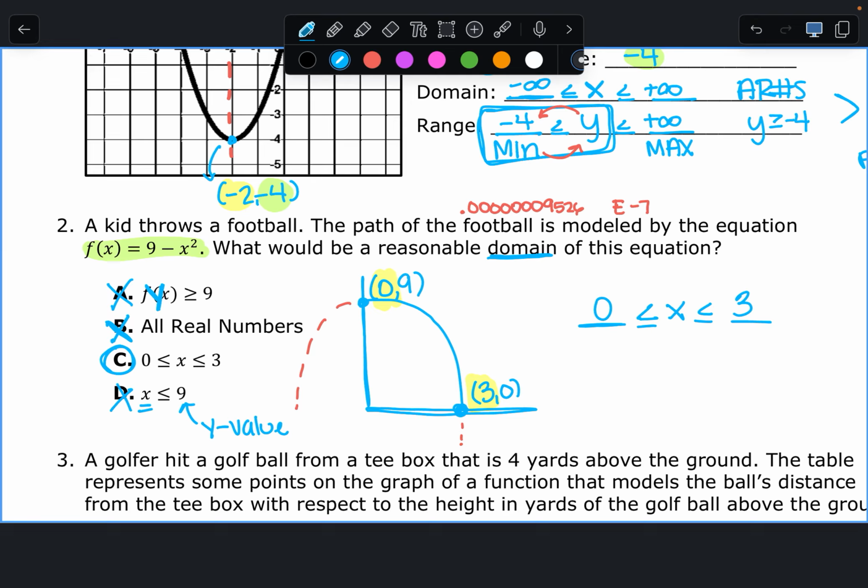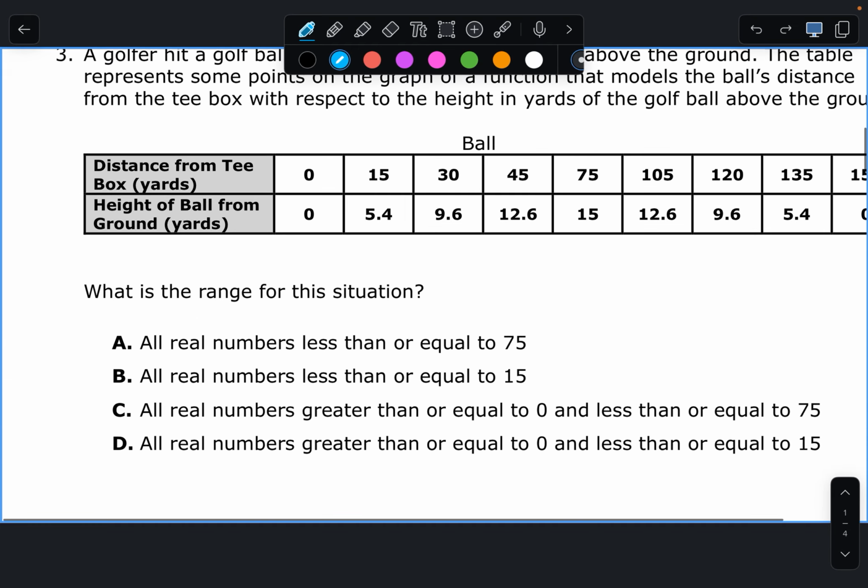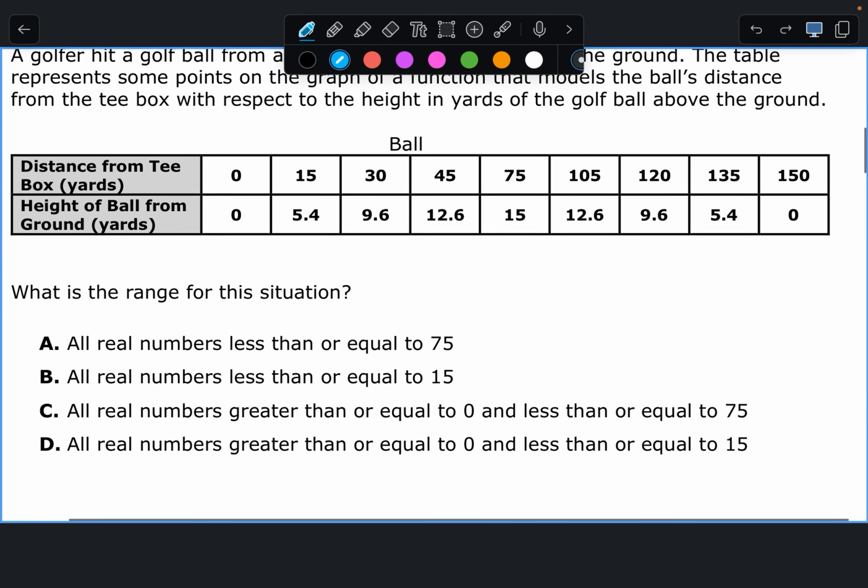On a lot of these domain and range questions, you can honestly, even if you don't know how to write domain and range, you can eliminate answer choices based off of things like that, okay? And you'll be able to see that with the next problem as well. All right, number 3. We have a table. We're finding the range for this table. There is context, so once again, that means that my numbers will not go into the negatives, okay?